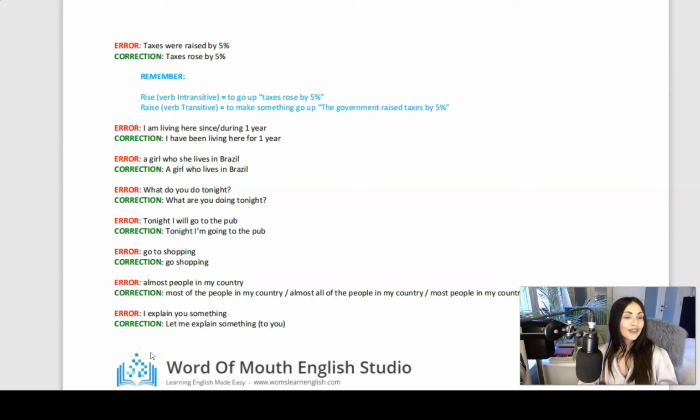Right, and finally, I explain you something is not correct. I describe something, yes. I explain something, yes, but not I explain to you. I'll explain something to you. So think about the verbs and think about whether they need a pronoun or whether they could do without the pronoun. In this case, delete the pronoun. Let me explain something. I will explain it to you. Let's explain something to you. I explained this to Mike.